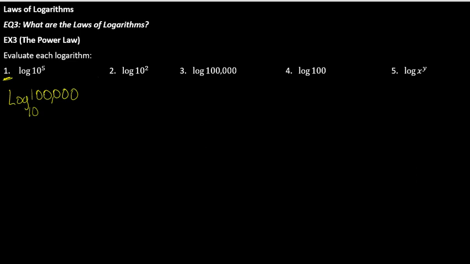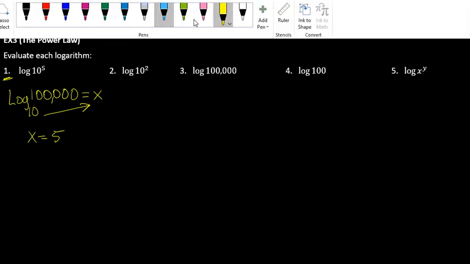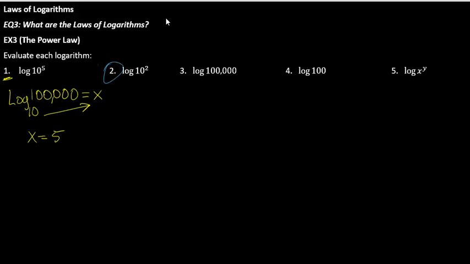Okay, so we're saying 10 to what power? 10 to what power equals 100,000? Well, our answer here would, of course, be 5. I mean, it's a dead giveaway. It's right there. 10 to the 5th power equals 100,000. Okay, let's look at the second example, and you're going to notice a very clear pattern here.